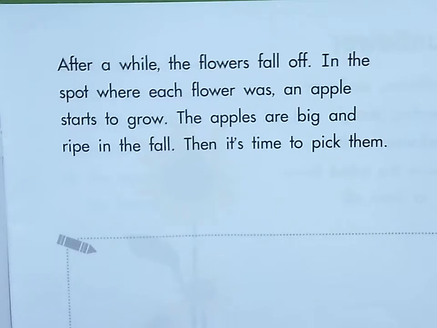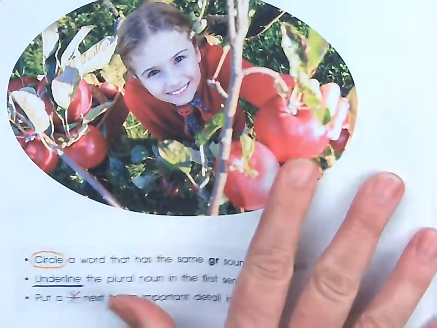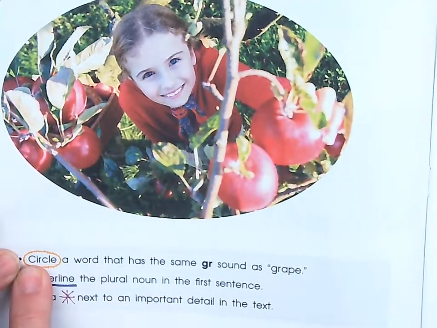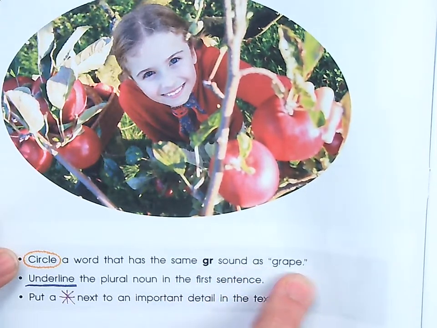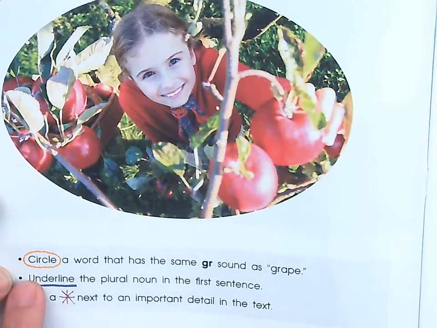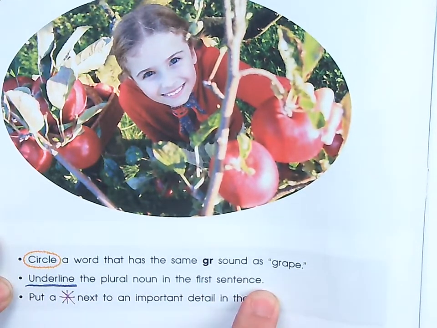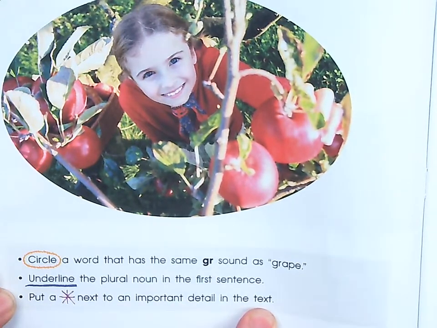All right, now that we've read this story, there are some skills that we need to do at the bottom of the page. Let's read what they say. It says, circle a word that has the same grr sound as grape. So you're looking for a word that starts with a G-R for that sound, grr. The next thing you're going to do is underline the plural noun in the first sentence. Remember, a plural noun is a noun that is more than one. And the next thing you'll do is put a star next to an important detail in the text.